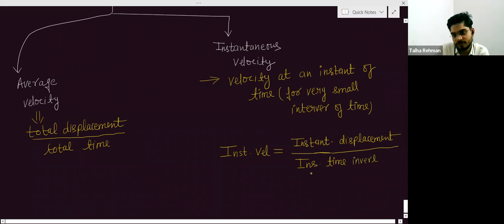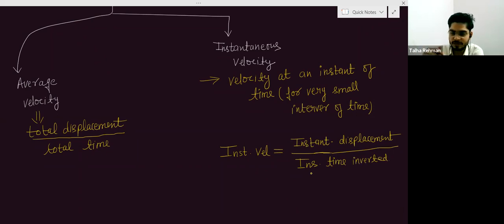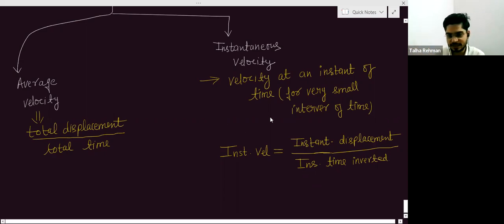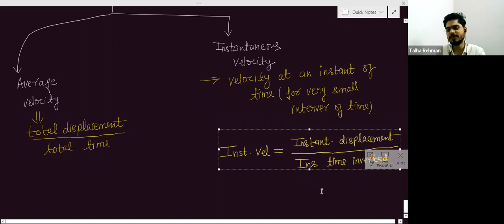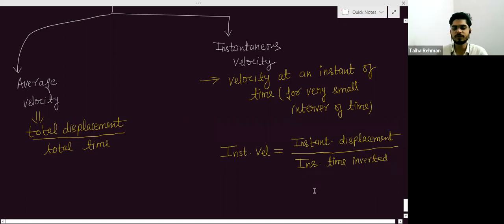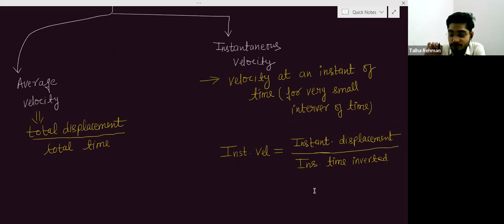When you go to higher classes, this is the whole topic. It is a very interesting topic, and there you will discuss another thing that is not useful for you here, that is differentiation. Instantaneous velocity is explained properly with differentiation. I am not using differentiation because you are in 9th class. But you should know what instantaneous velocity, instantaneous displacement and instantaneous time interval are. Instantaneous time interval means a very small time interval.